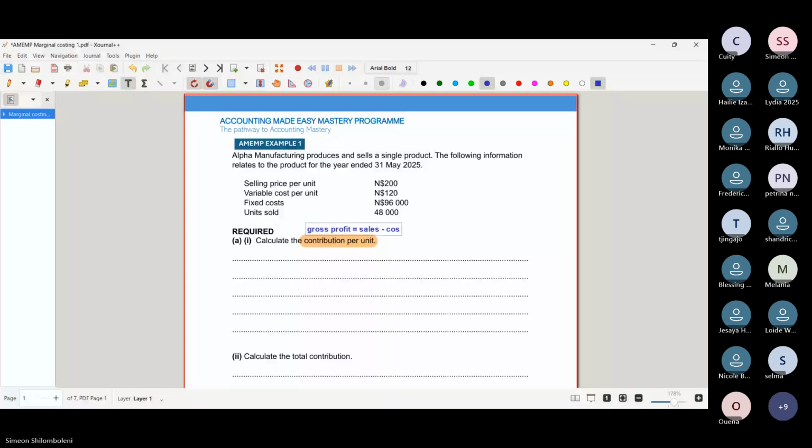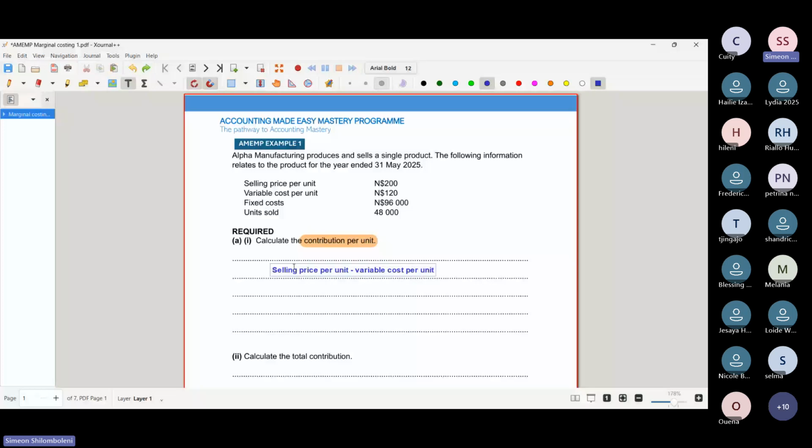Even if you are selling something at school and you want your profit, how much is your selling price? How much is your cost price? So this is the contribution. Now, can someone give me the formula quickly? Selling price per unit minus variable cost per unit. Now, remember, we are using per unit because the question is also saying per unit.